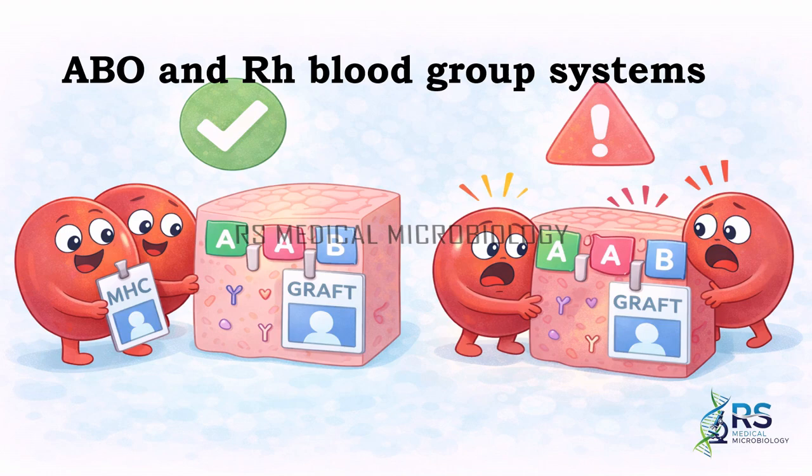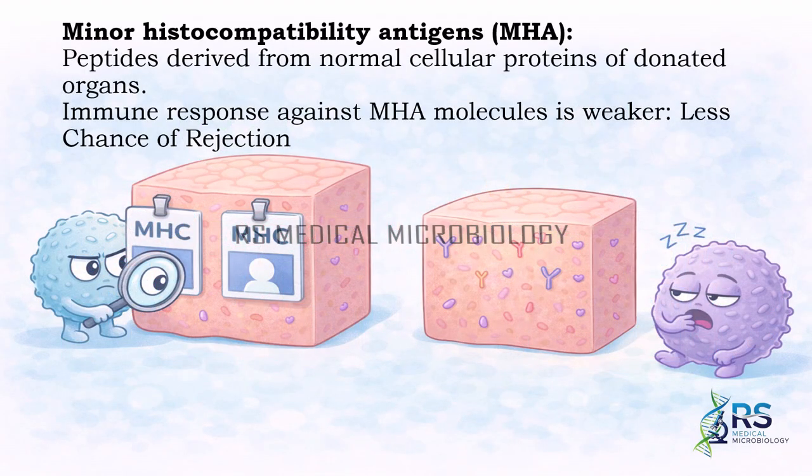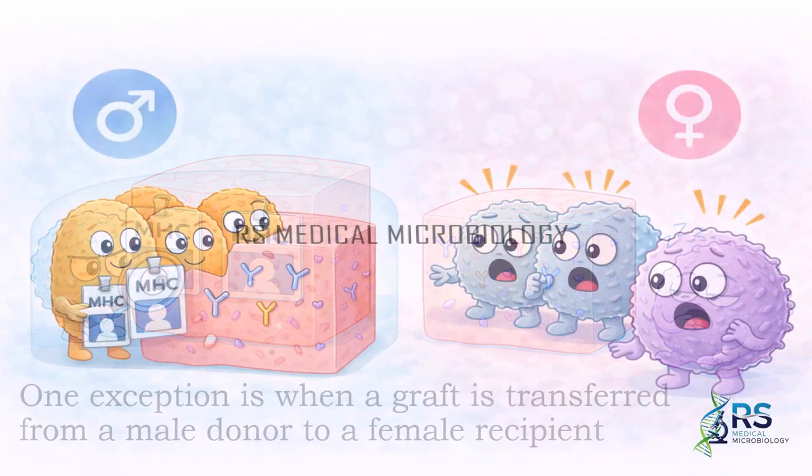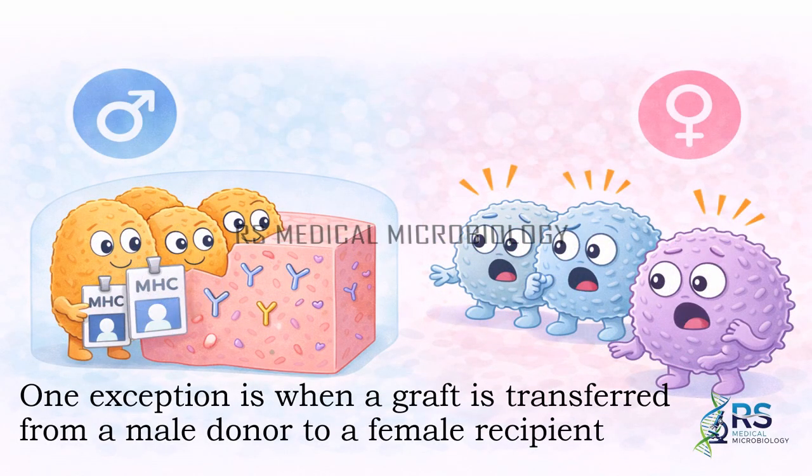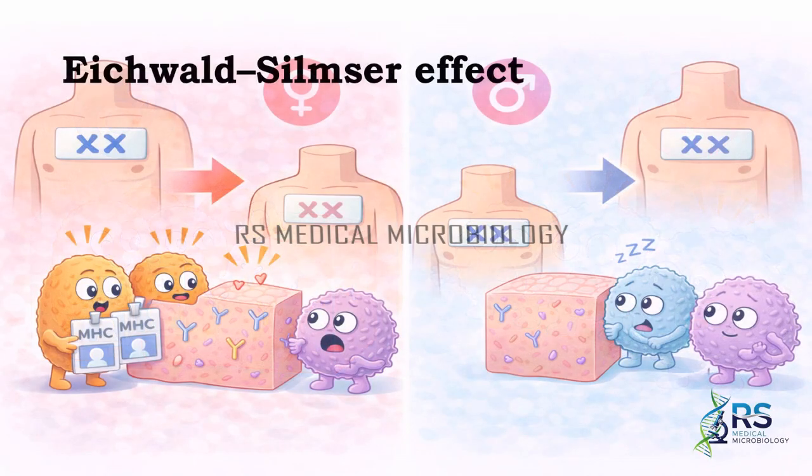We also have what are called minor histocompatibility antigens. These are some peptides derived from normal cellular proteins of donated organs. The immune response against these molecules is weaker, so there is a lesser chance of rejection. One exception is when a graft is transferred from a male donor to a female recipient. This phenomenon is called the Eichwald-Silmser effect.